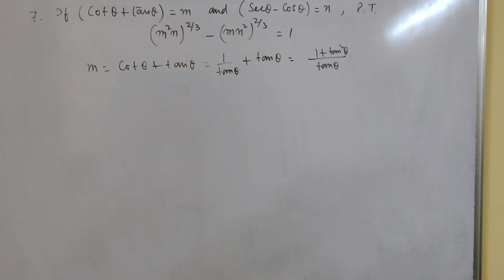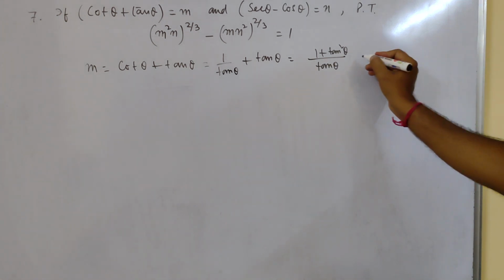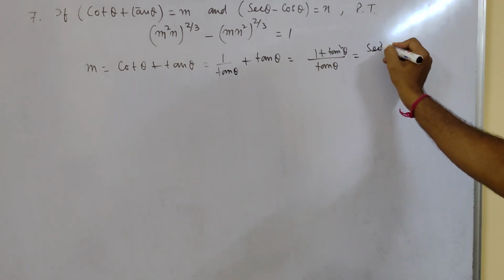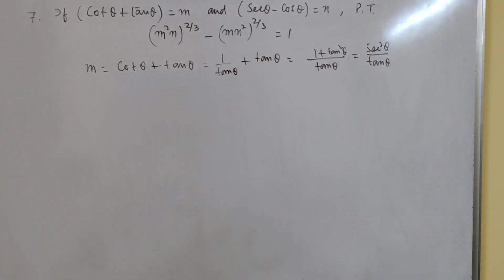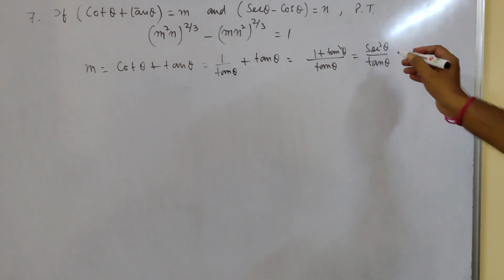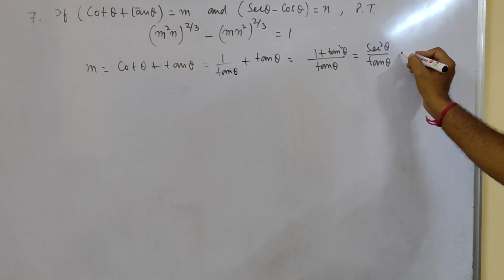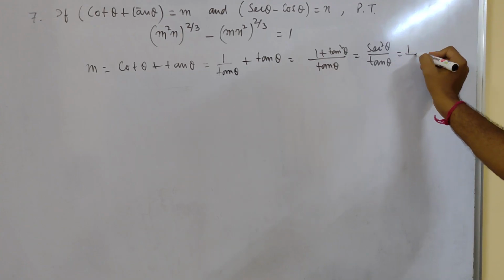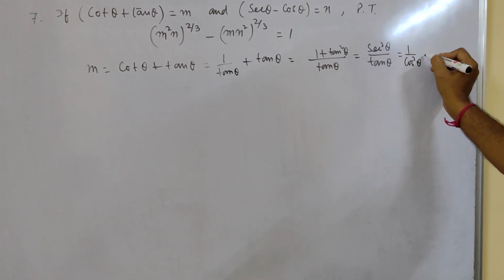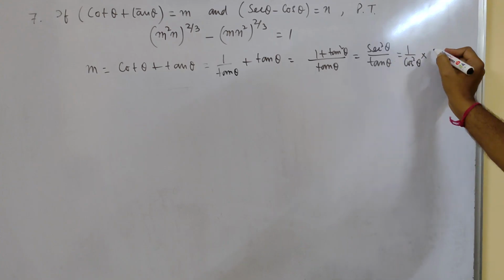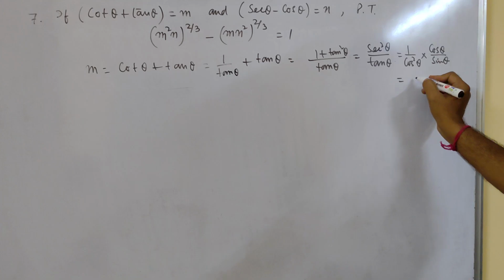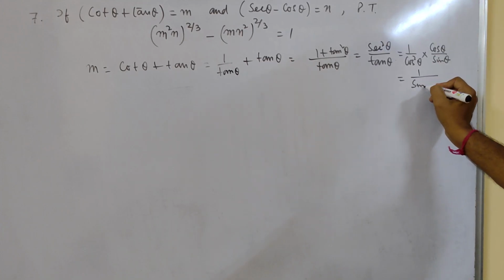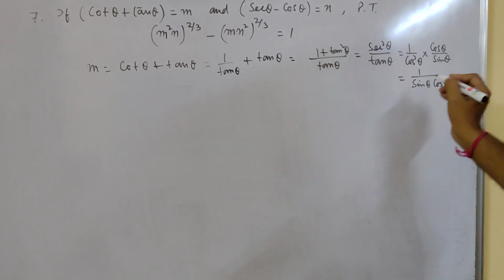Then we may write 1 plus tan square theta is equal to sec square theta, by tan theta. Sec square theta is equal to 1 by cos square theta, and tan theta is sin theta by cos theta, so cos theta by sin theta. So it is 1 upon sin theta cos theta. So it is equal to m.